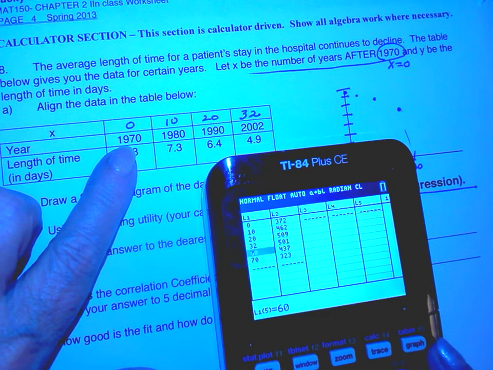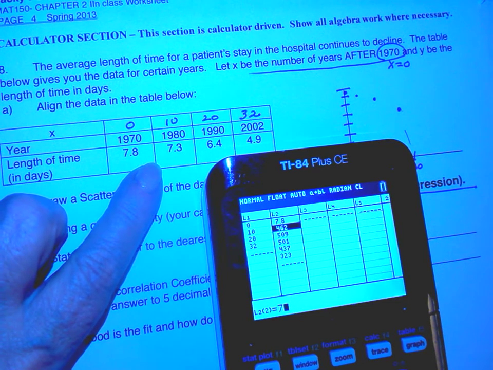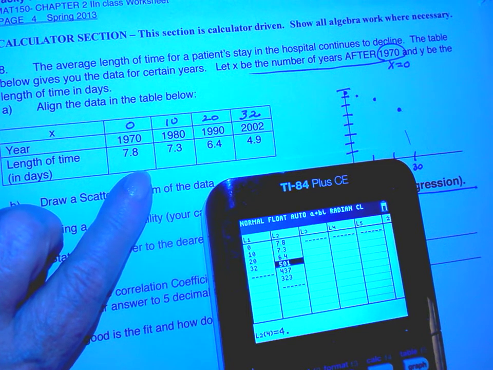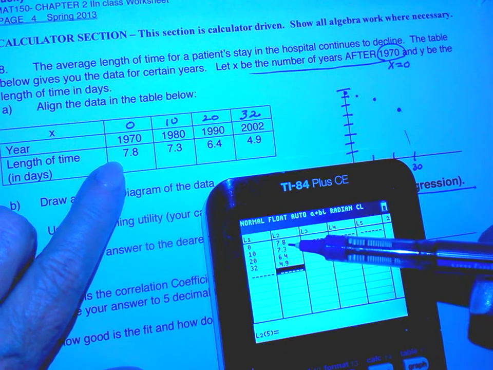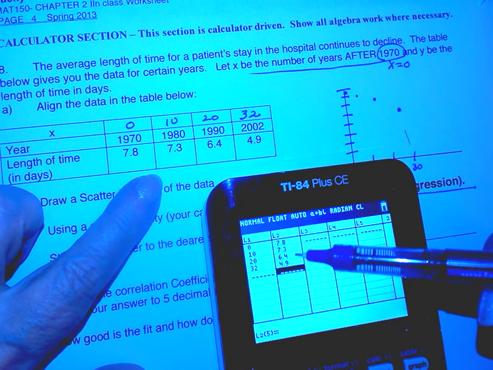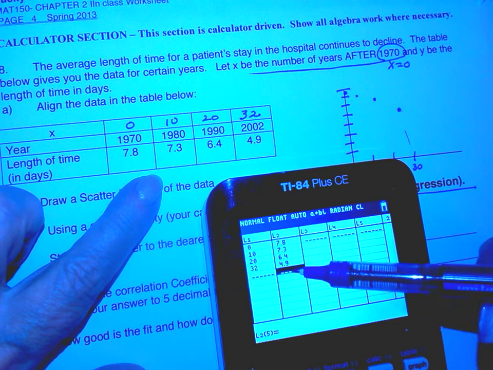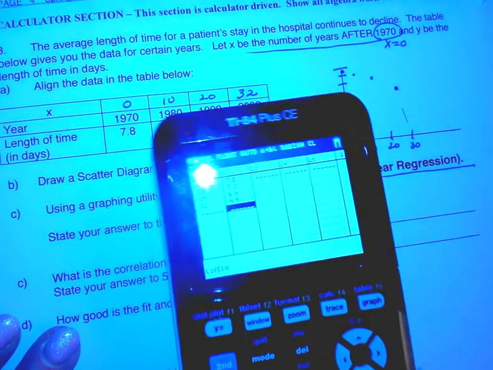And I don't need delete, don't need that. And 7.8, 7.3, 6.4, and 4.9. And I don't need that, delete. So let me cross check. 0, 7.8, 10, 7.3, 20, 6.4, 32, 4.9. Okay. So now I'm going to do a linear regression on it.